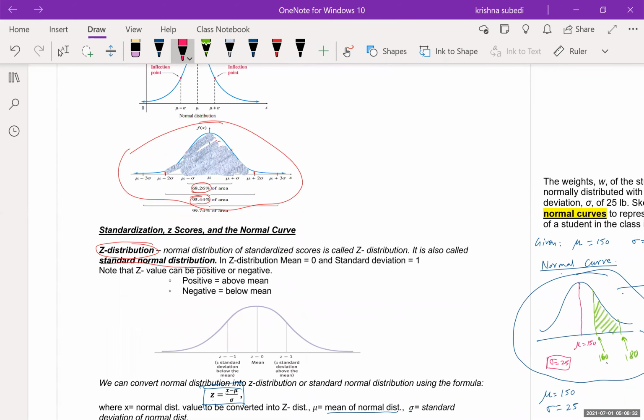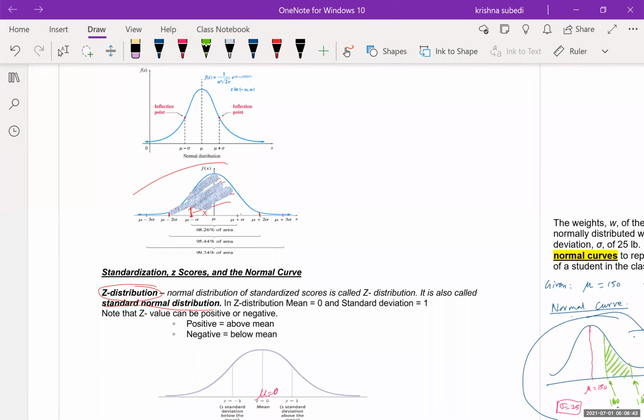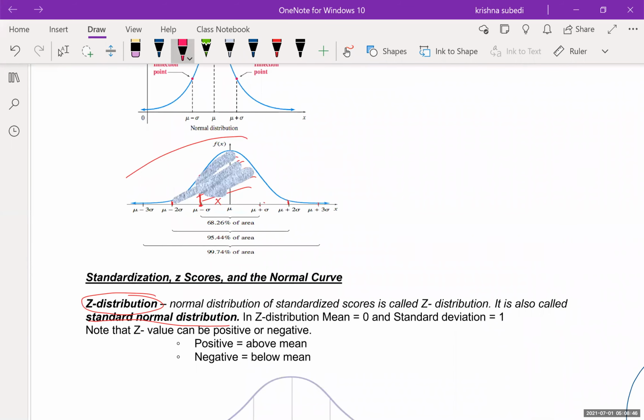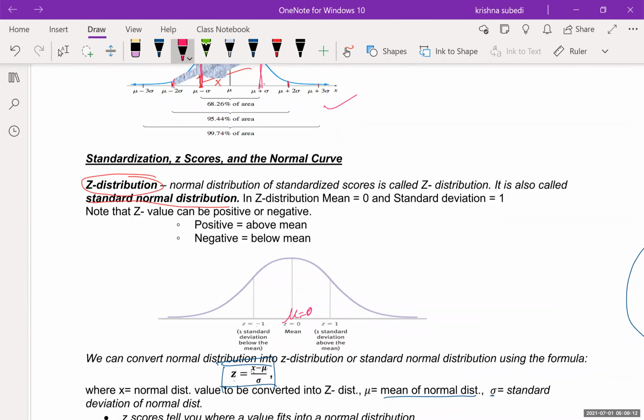The characteristic of the Z curve is that the mean mu is equal to 0, and we also discussed that 68.26% of the area lies within one standard deviation in the normal curve, and 95.44% of the area lies within 2 standard deviations, and 99.74% of the area lies within 3 standard deviations. We discussed that already, and the same applies to the Z curve also.